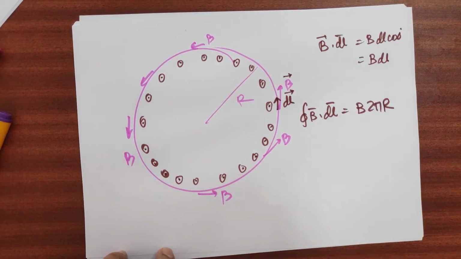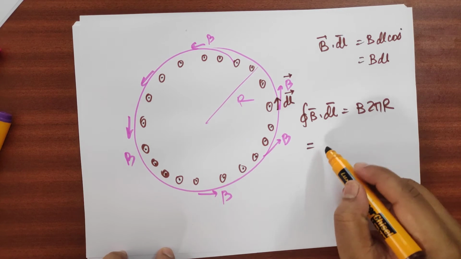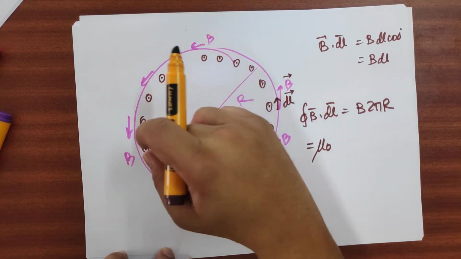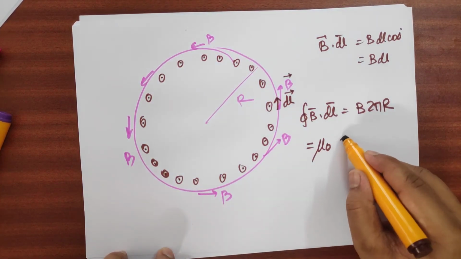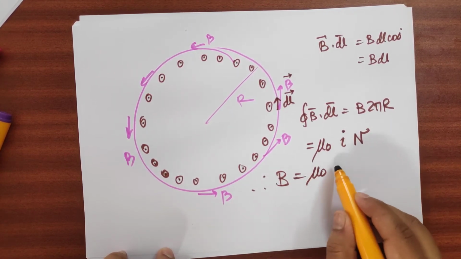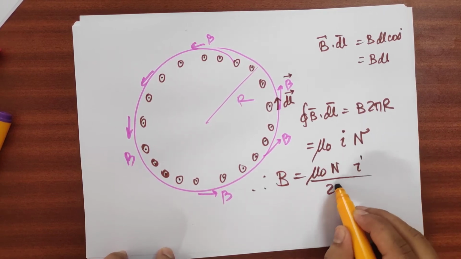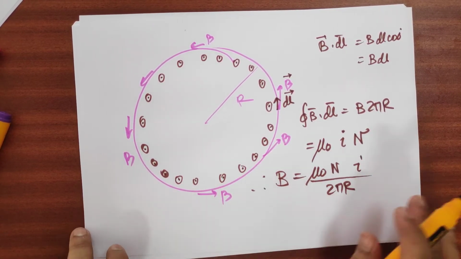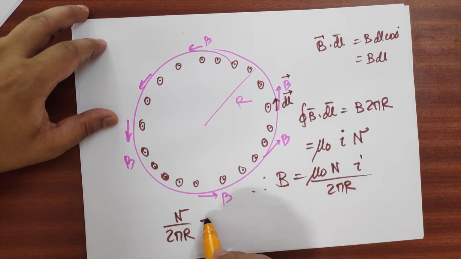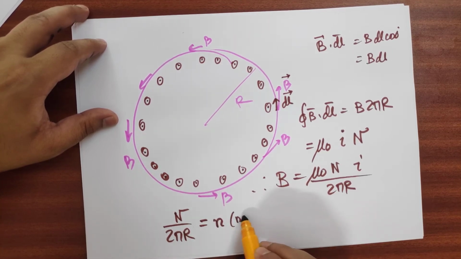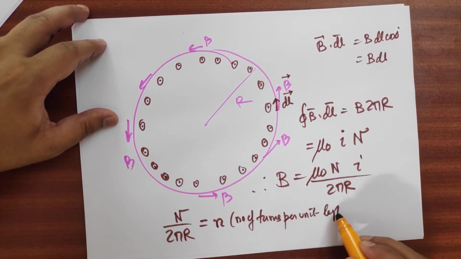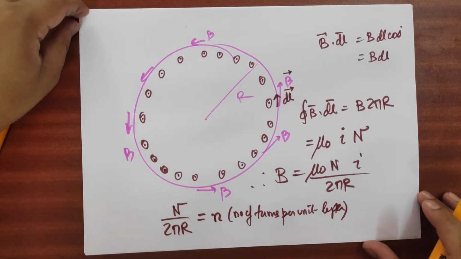The summation of these dls is the circumference 2 pi r, equal to mu 0 into the total current crossing the loop. Through each turn it is I, multiplied by the number of turns N. So therefore you get B equal to mu 0 N I divided by 2 pi r. Isn't it the same as the solenoid? Here if you divide N by 2 pi r, you get this small n, the number of turns per unit length. So it happens to be the same thing.